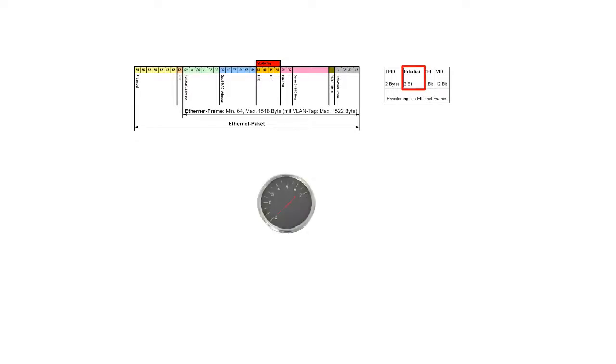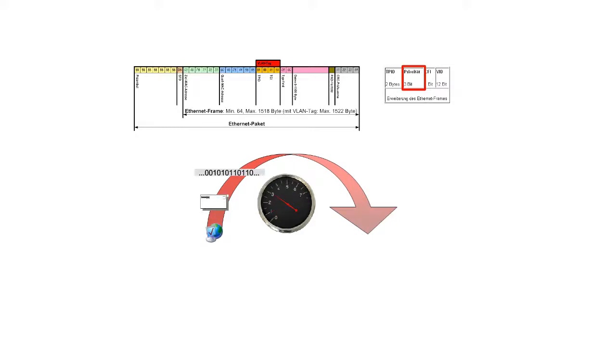A marker for the telegram priority is also embedded in the VLAN tag. Different classes of service ensure the preferred forwarding of high-priority telegrams, which benefits multimedia and voice transmission services as well as Profinet I/O.